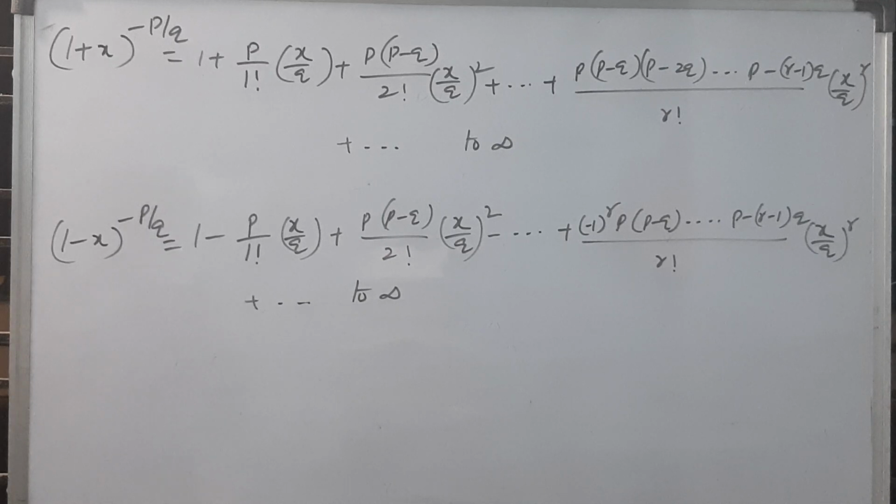Keep these all formulas in mind. Binomial expansion (x plus a) whole power n. Next, general term or (r plus 1)th term. And this formula (1 plus x) whole power minus p by q and (1 minus x) whole power minus p by q. So now we have to discuss problems of binomial theorem.